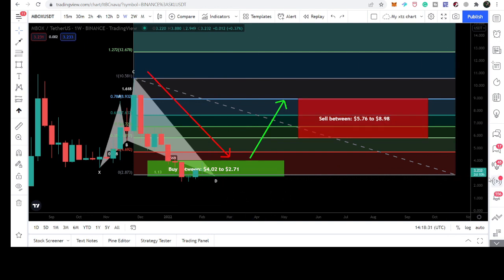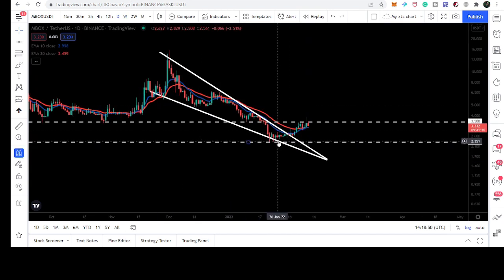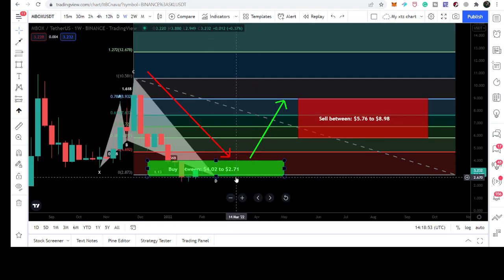By the way, we are at $3.23. We are almost 16 to 17% up from the maximum extent of this potential reversal zone, that is $2.71. And this is almost at the same level, not at the same level, there is a bit difference between this support of $2.30 and this $2.71. But I'm expecting this $2.71 can also work as a very, very strong support. You can see on the weekly time frame, it is nicely working as a support.